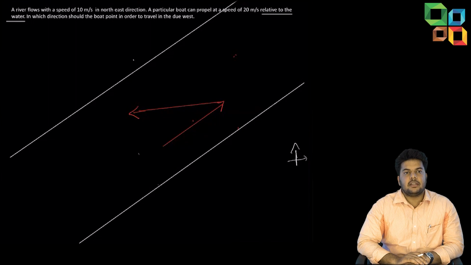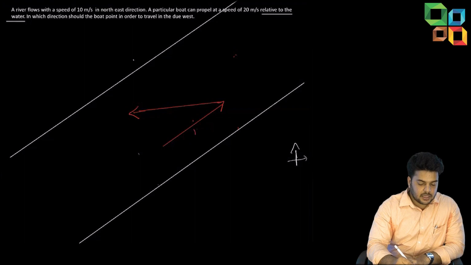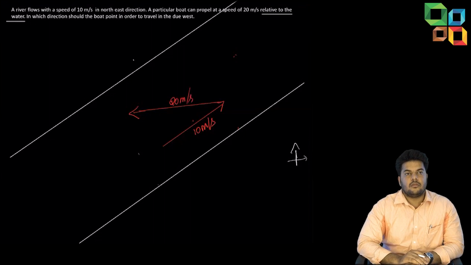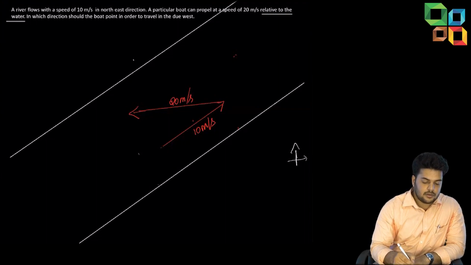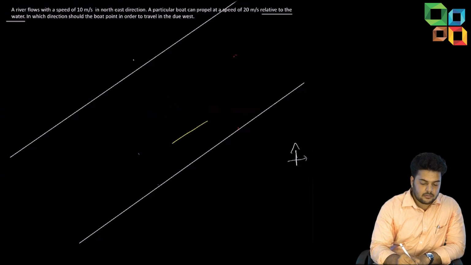Actually, I have to go at a proper angle, isn't it? I can't go at any angle, because this is 10 meter per second and this has to be 20 meter per second. Now I can go 20 meter per second in this direction. I have to get the size of these arrows properly, so let me do that again. I have 10 meter per second and 20 meter per second is supposed to be double. So this is 20 meter per second and this is 10 meter per second.